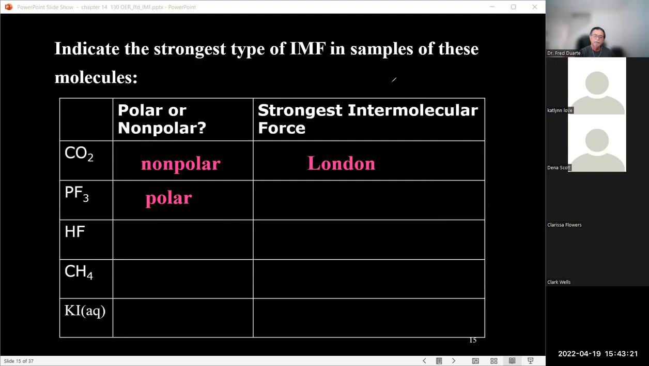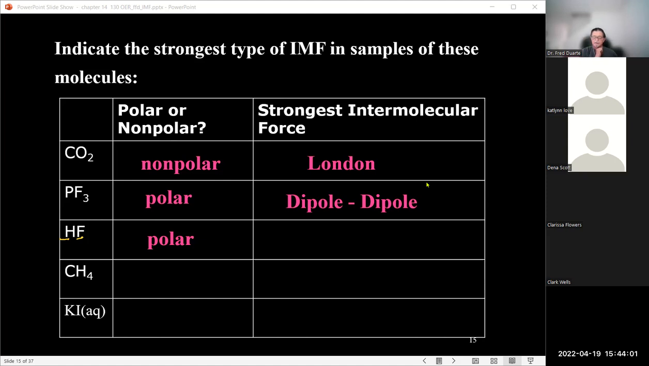Here, you have London dispersion, dipole. Next one up, HF. Now, I'm hoping that you can recognize two things. One, I have hydrogen and I have fluorine. First of all, I've got two different elements bonded together. Automatically, it's polar, right? Unless it's carbon hydrogen, then it's nonpolar, but it's not carbon hydrogen, it's hydrogen fluoride.